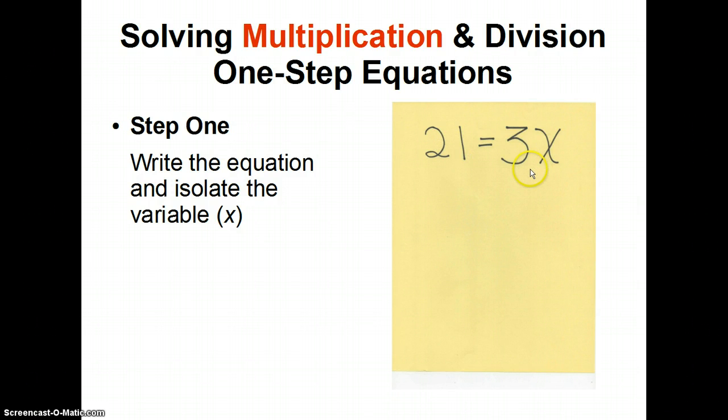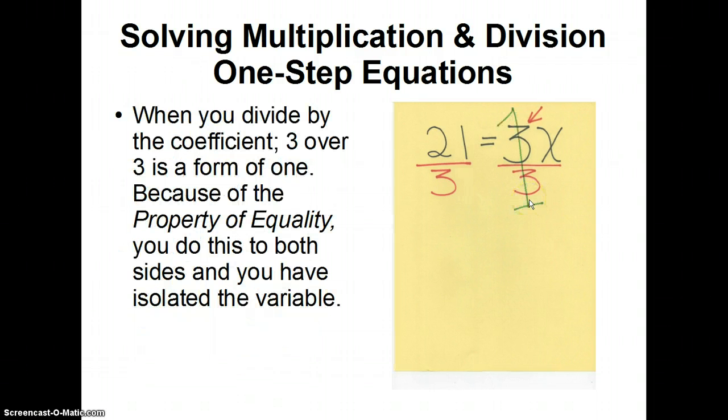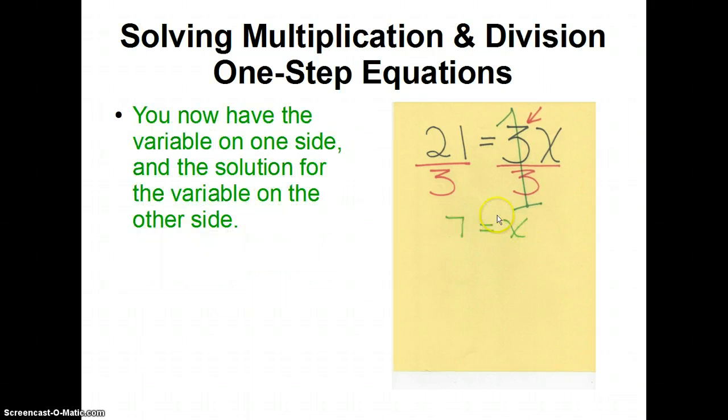Again, we're going to undo to get the x, our variable, by itself. So we're going to undo the operation. Instead of 3 times x, what's the opposite of multiplication? That's right, it's division. So we're going to divide both sides by the coefficient, which happens to be 3. So 3x divided by 3, and over here 21 divided by 3. When we undo that, we have 3 divided by 3, and we know that that's a form of 1. We've used the property of equality on both sides, and we've got our form of 1. That means we've isolated x. So we have 21 divided by 3 is 7, and our x.